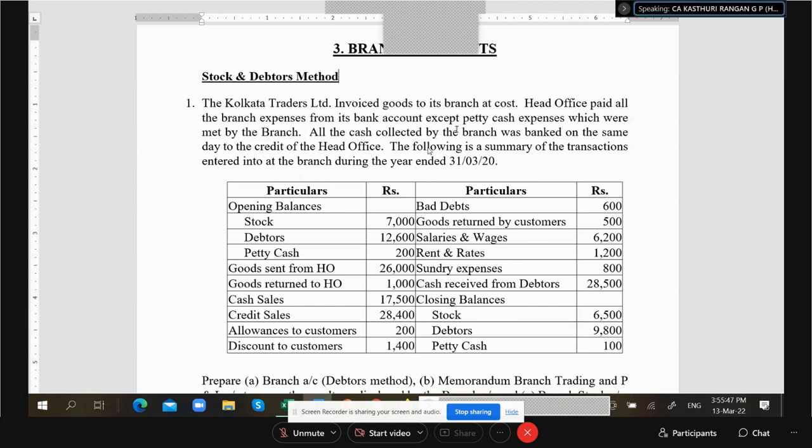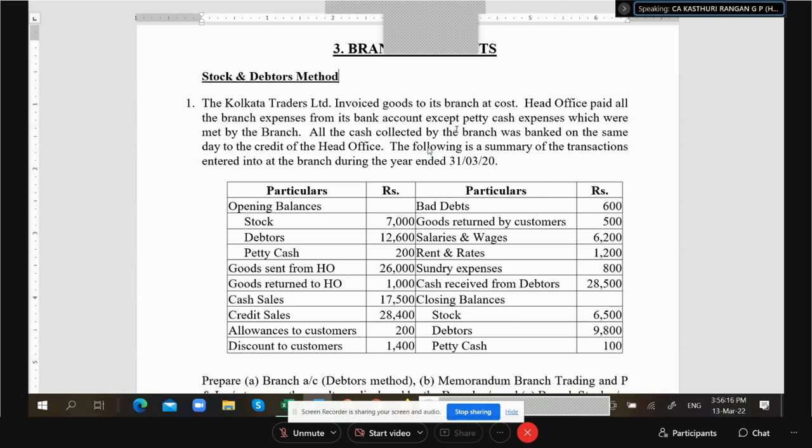Memorandum method is actually not a difficult method. From the data given to you, you have to prepare a trading P&L without preparing any ledger account. Straight away trading P&L. That's why it is called memorandum method. Okay. So if a trial balance is given to you, some data is given to you, you're asked to prepare a trading P&L. Is it possible for you? That is a simple method.